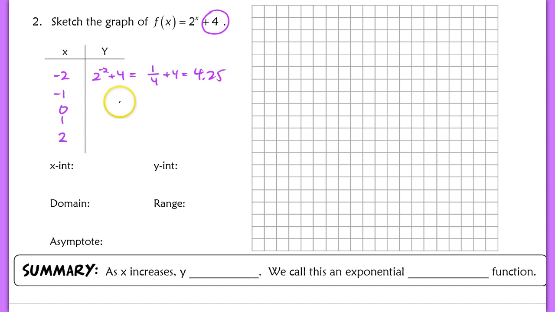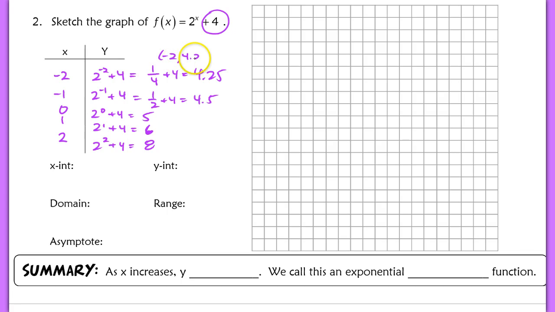Anyhow, if we plug in 2 to the negative first, we get 1/2 plus 4, so 4 1/2 is 4.5. If I plug in 0, I get 1 plus 4, so 5. And plugging in 1, I get 6. Plugging in 2, I get 8. So let's take a look at what these values now look like. I have -2, 4.25. Let's do this in another color. I have -1, 4.5. I have 0, 5. 1, 6, and 2, 8.